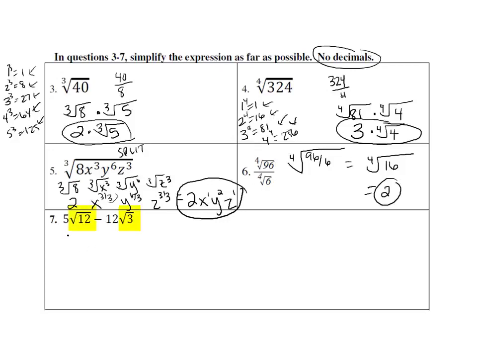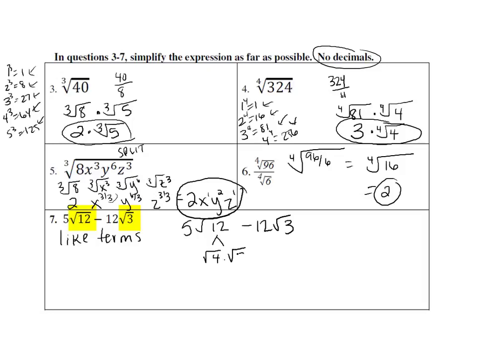Now whenever we add or subtract radicals, we need to have like terms. So these have to be the same. If they're not the same, we need to reduce them. And if I say the word reduce, that means it gets smaller. 3 can't be put any smaller, so we need to reduce this.